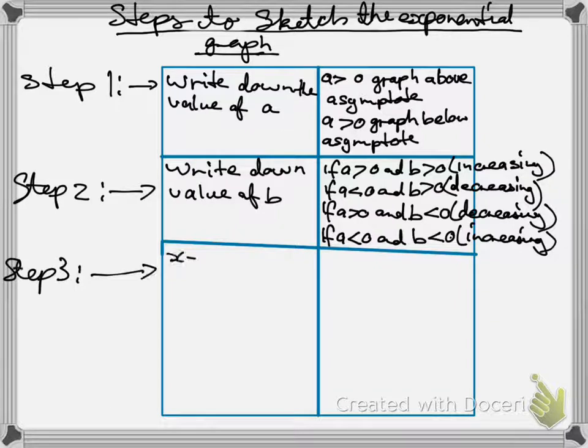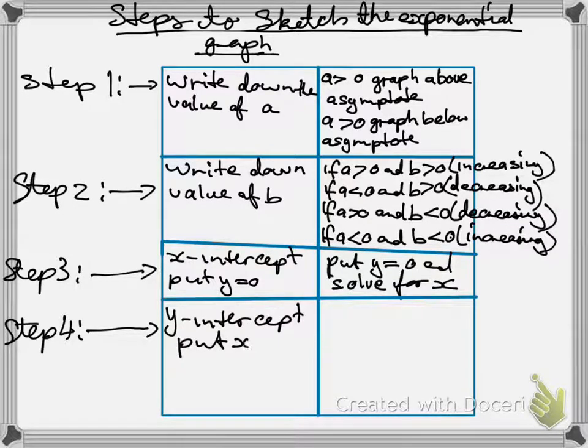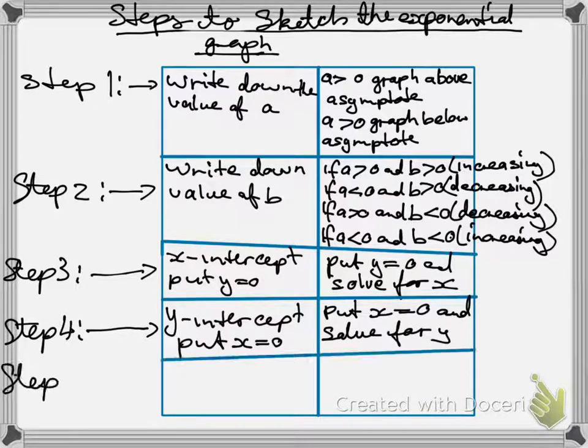Right, step 3. You find your x-intercept. Where there's y, you put y equals 0, and then you solve for x. And that's how you find your x-intercept. To find your y-intercept, you put x equals 0 and you solve for y. And then you look for your asymptote. The asymptote is always y equals the value of q. So y is always equal to q. That will be your asymptote.